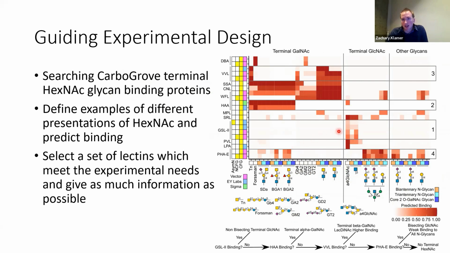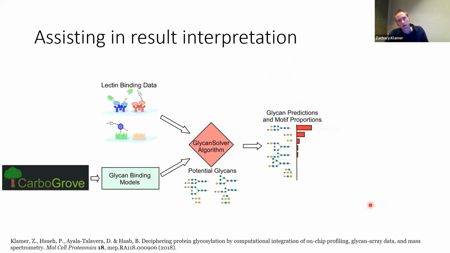What we ended up deciding on was GSL2, which bound terminal GlcNAc structures. We selected HHA, which bound terminal alpha GalNAc structures, VVL, which bound terminal beta GalNAc structures, and PHAE, which bound the bisecting type GlcNAc. And from there, we were able to ask and answer that specific experimental question.